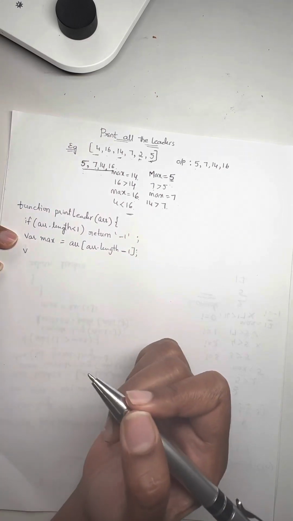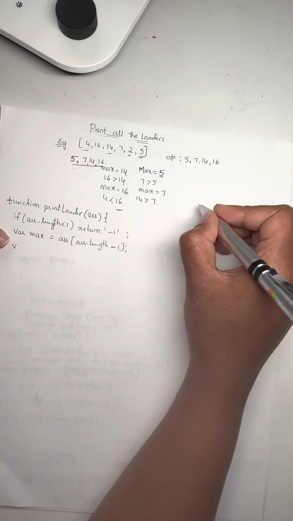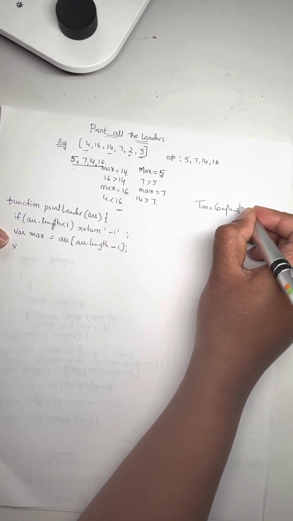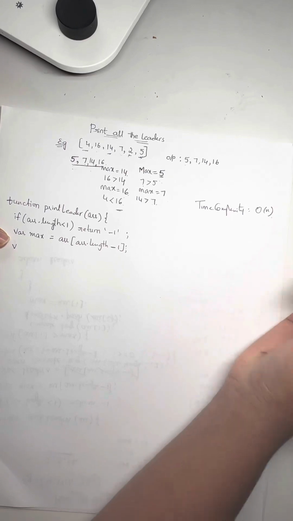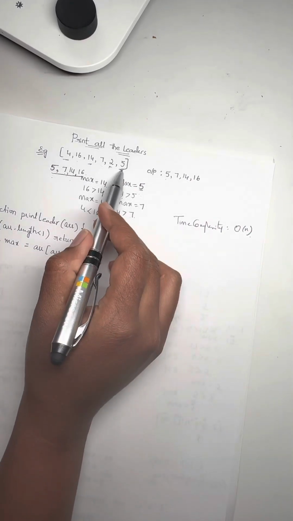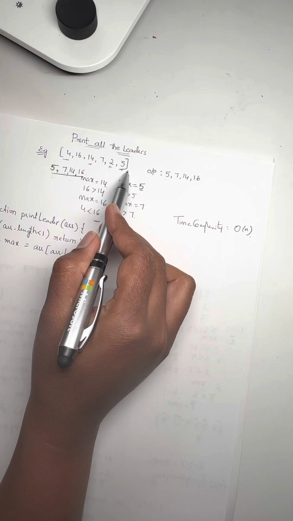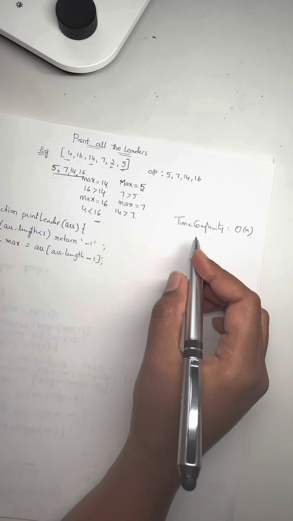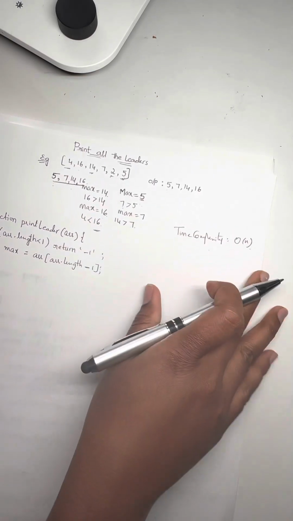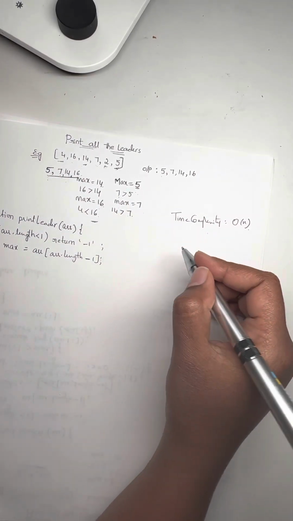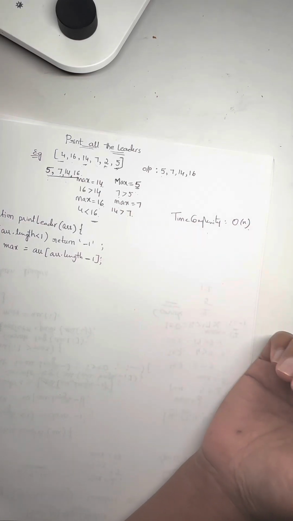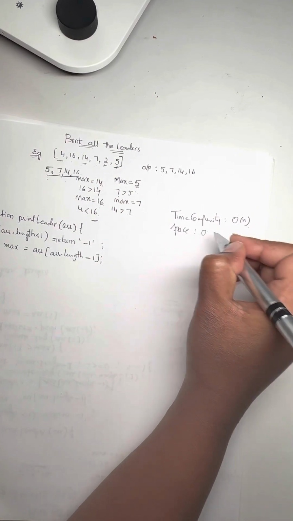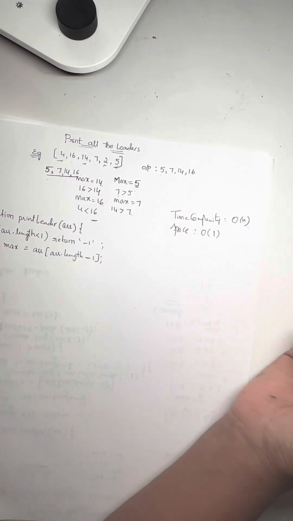For this we are trying to do it with the time complexity of big O of n, because we are just looping through the array in the reverse order just one time, so the time complexity would be big O of n. And we just need to print all the leaders. We are not storing them anywhere, so we are not using any extra space. So the space complexity becomes big O of 1, which is a constant.